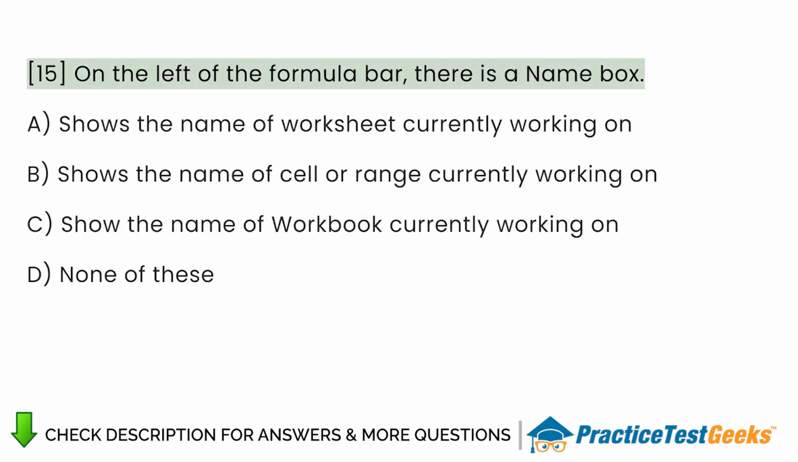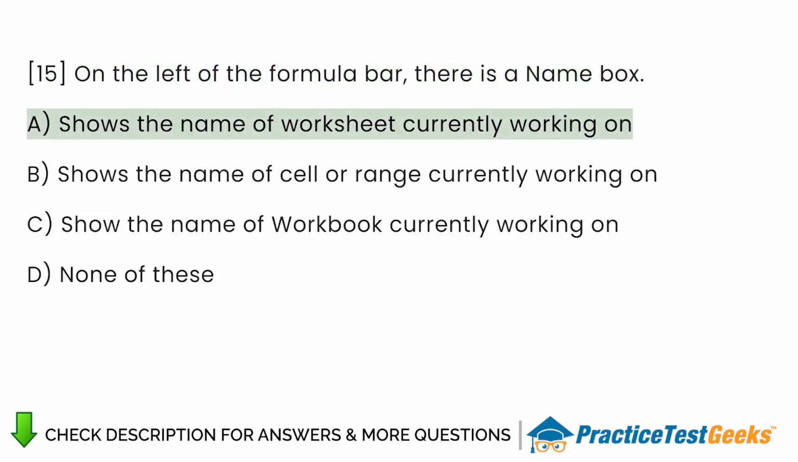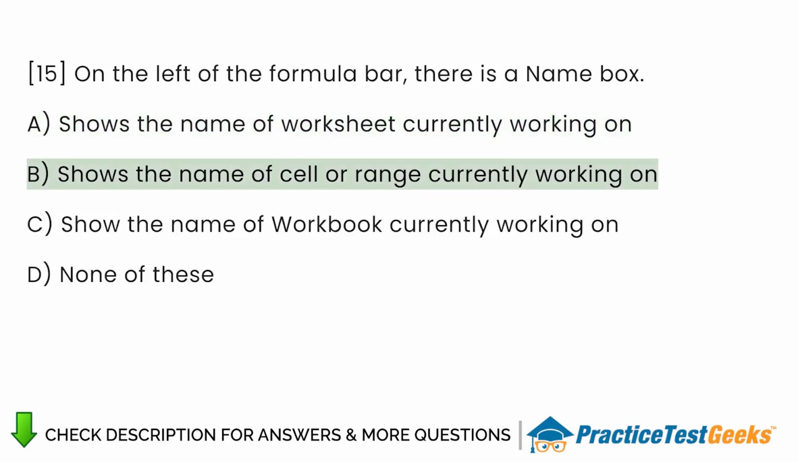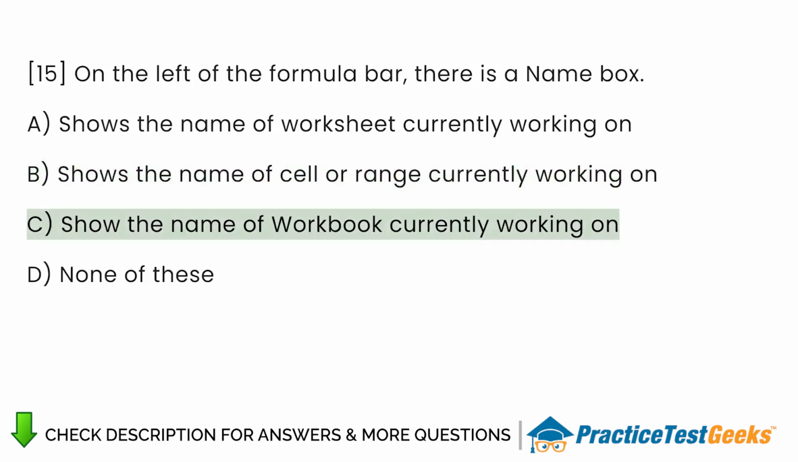On the left of the formula bar, there is a name box. A. Shows the name of worksheet currently working on. B. Shows the name of cell or range currently working on. C. Shows the name of workbook currently working on. D. None of these.